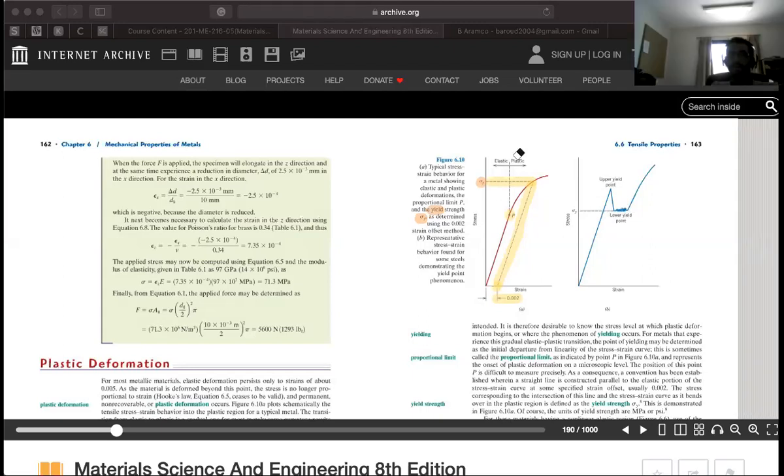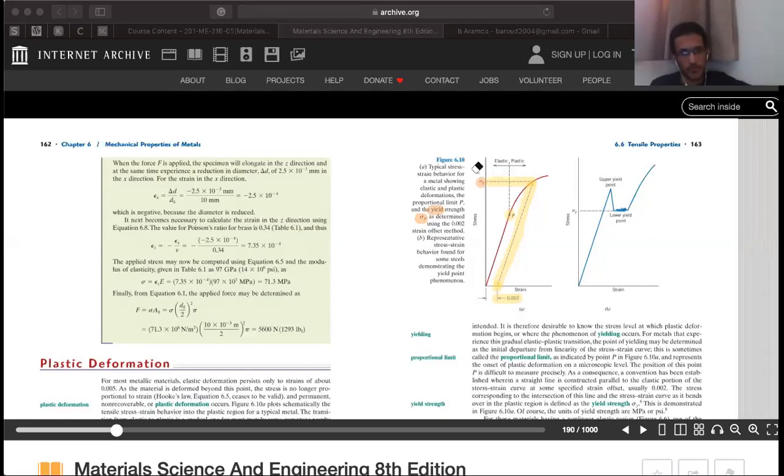Higher, it should be higher. Higher value. It should be higher value, okay? And if you want to stay in the elastic region, then you have to apply a lower value than this. You will not even apply something that is very close to sigma y because you want to be conservative, right? This is why you have to apply a lower value.